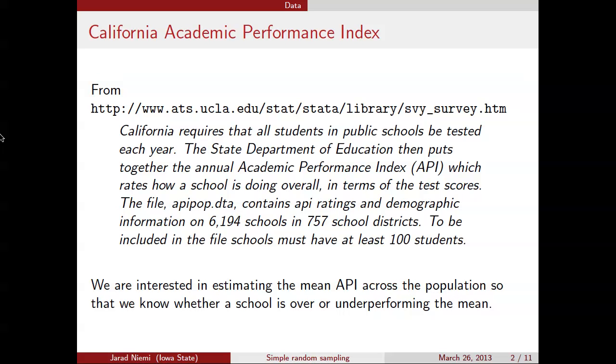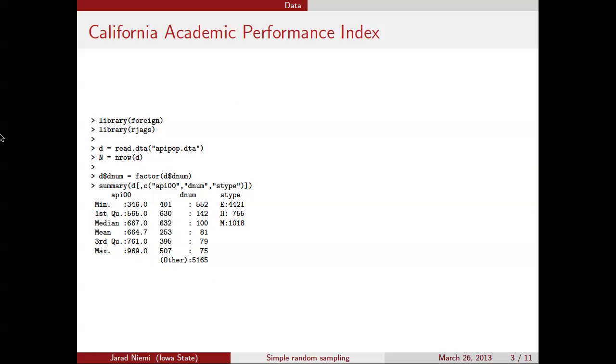But the idea here was, what if it was expensive to go and calculate this academic performance index for all schools, and instead of doing all schools, you just wanted to do some subset? What could you say about the overall academic performance index given only a subset? And what you might want to know is whether a particular school is over or underperforming that index. All right, so this is just a quick summary of the data.